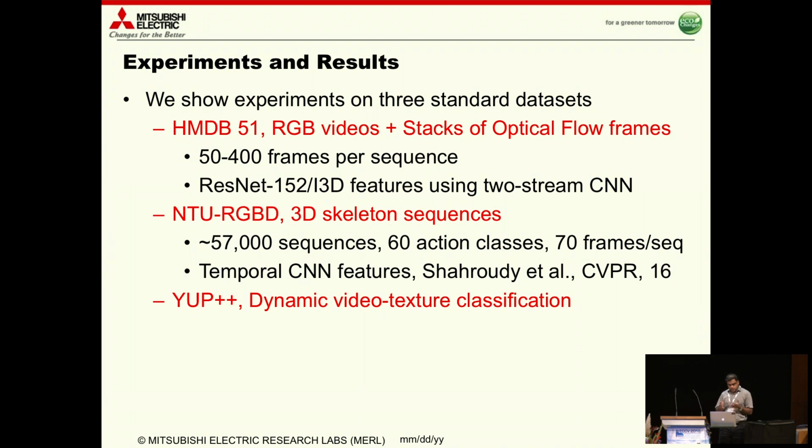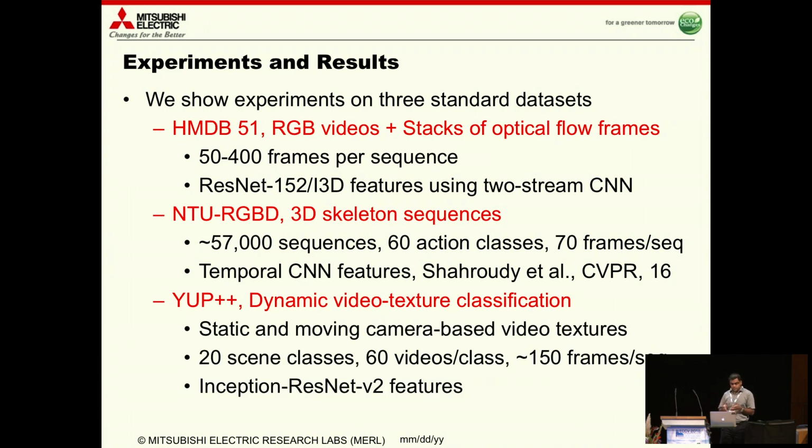The third dataset is YUP++, which is a video texture classification dataset. It is split into video textures taken from a static camera and ones taken from a dynamic moving camera. For that, we use the Inception ResNet V2 architecture. So all these different datasets use different architectures, just to show that our scheme is agnostic to any kind of CNN architecture you might have.